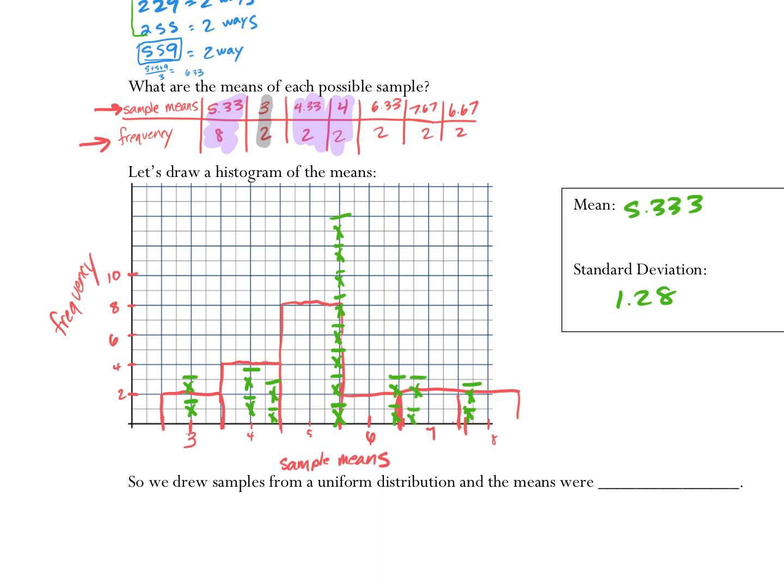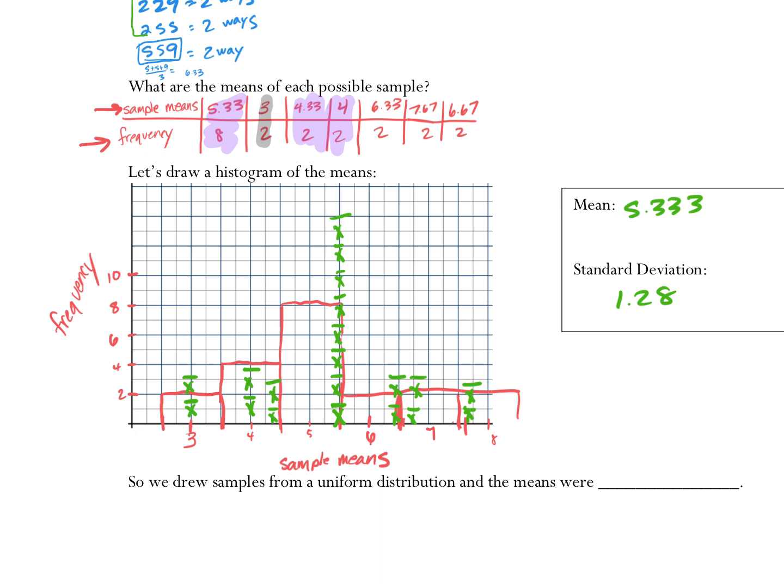All right, so I want to make sure we're understanding something that's going on here. This histogram is practically a dot plot. Like we can think of them the same. And so essentially we had 2 sample means that were a 3, we had 2 sample means that were a 4, 2 that were a 4.33. That's like 8 that were at 5.33, etc. Do you guys kind of see what's going on there?